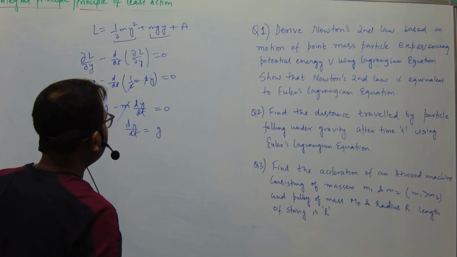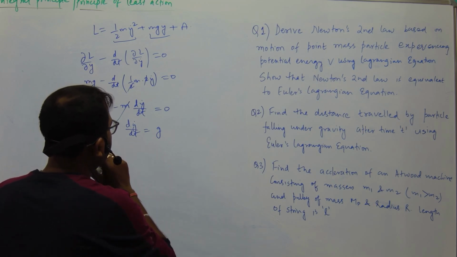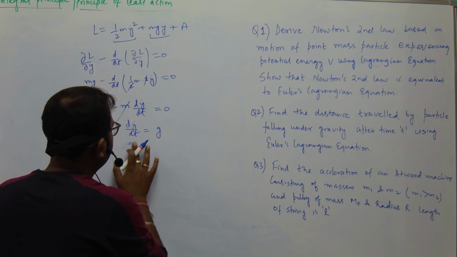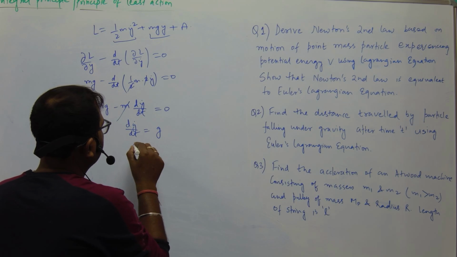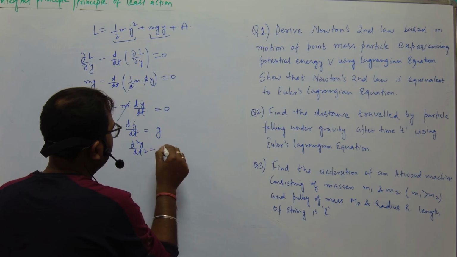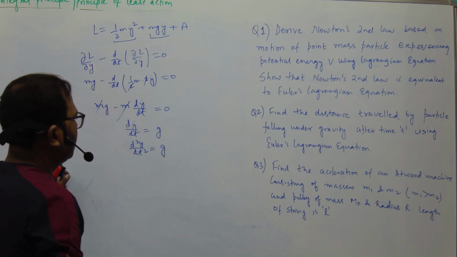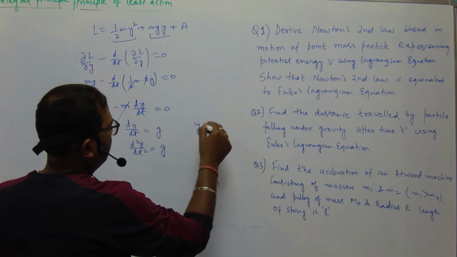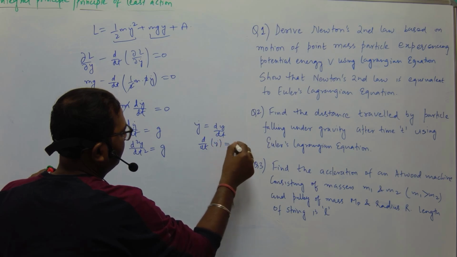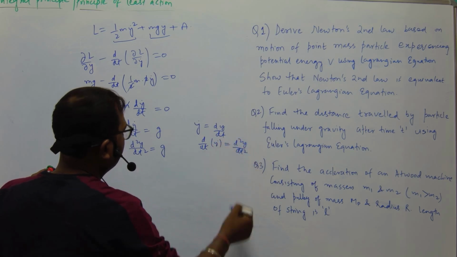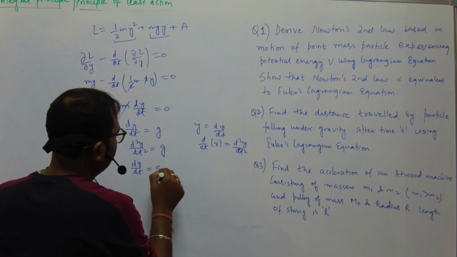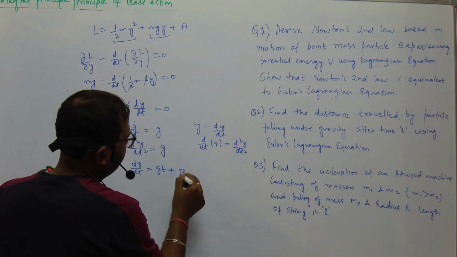Let us integrate this. We can further simplify this as d2y upon dt2 is equal to g. We can write this because y dot is dy upon dt, and d upon dt of y dot is d2y upon dt2. So let us integrate this. We have dy upon dt equal to gt plus a constant of integration. Let us take this as b.